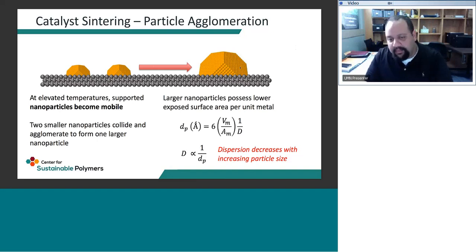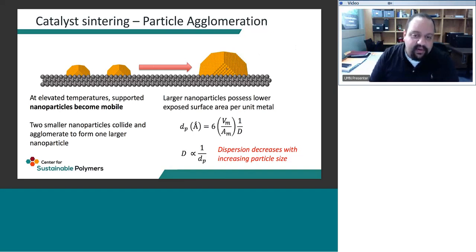So what's the problem with that? Well, the problem is, if you look at the geometry of this, the particle diameter is inversely proportional to the dispersion, which again is the fraction of exposed metal atoms to that of the total amount of metal atoms available. So what this means is, as you make your particle diameter bigger, the moles of metal atoms exposed on the surface that are responsible for catalysis is going to decrease.